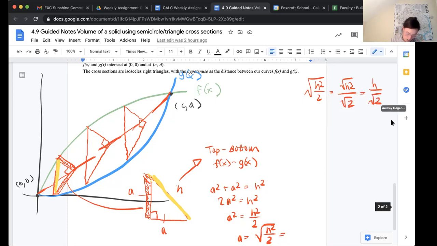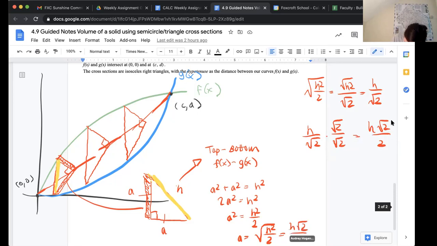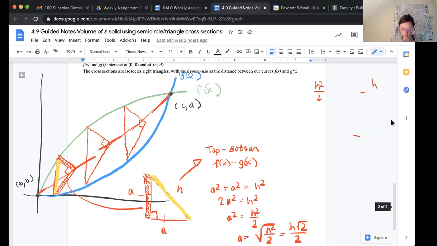But I do not want a radical in my denominator, so I'm going to have h over the square root of 2 times square root of 2 over square root of 2, which is going to give me h square root of 2 over 2. That was all Algebra 2, so that's why I went through that very quickly. And I can rewrite a as h square root of 2 over 2. Okay, so take a second. Hopefully you can follow those steps. You learned that in Algebra 2, and I know that because I'm teaching it right now in Algebra 2.